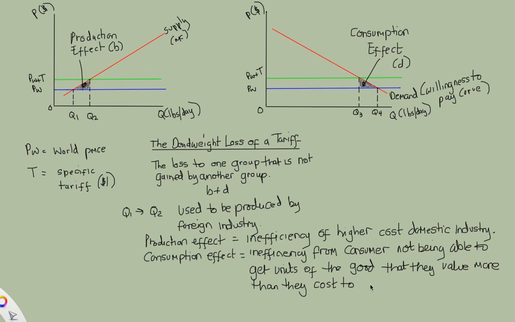We know what they cost to produce because we can just check the world supply curve. We know how much consumers value them because we can check the demand curve, and so we can see that it's a failure on the part of the market to provide the units from Q3 out to Q4, and it's also another source of inefficiency that the domestic industry has stepped up production from Q1 to Q2. So both of these combine to give us the deadweight loss of a tariff.